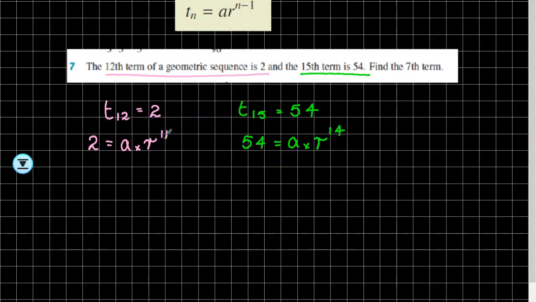You've got two equations with two unknowns, so we're going to solve them simultaneously, but these aren't linear simultaneous equations. So the trick that we do, 54 equals A times R to the 14. We're going to divide it by 2 equals A times R to the 11.